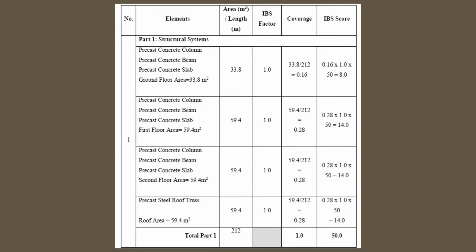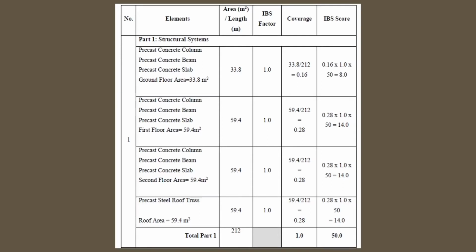Moving on to the calculation. Then the calculation for structural system. At the ground floor, the area is 33.8 meters square and uses precast concrete column and beam with precast concrete slab. The IBS factor is 1.0, the coverage is 0.16, and the IBS score for ground floor is 8.